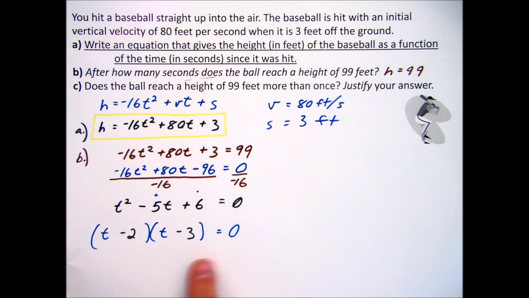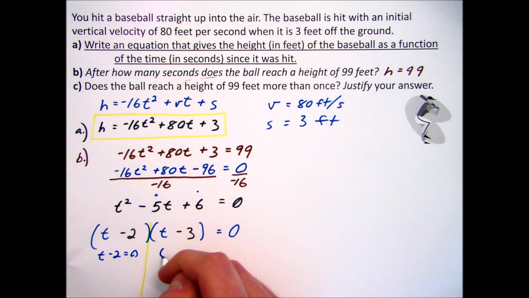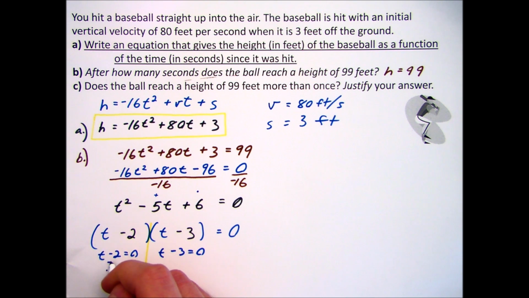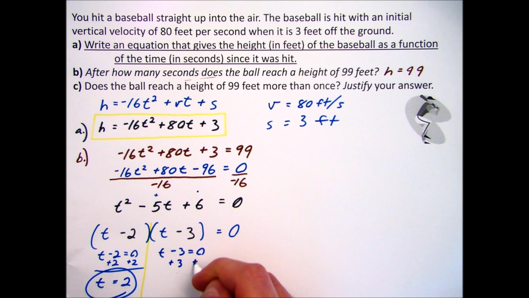And now that we have the factors being multiplied and set equal to 0, we could apply the zero product property. We have t minus 2 equals 0, t minus 3 equals 0. Add 2 to both sides. We get that t equals 2. And we add 3 over here. We get that t equals 3.